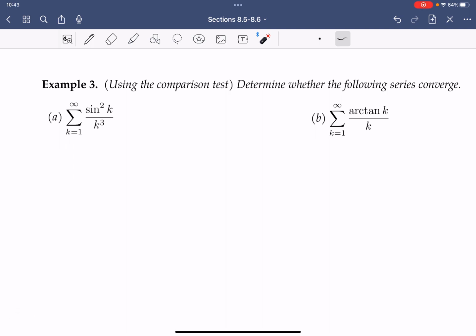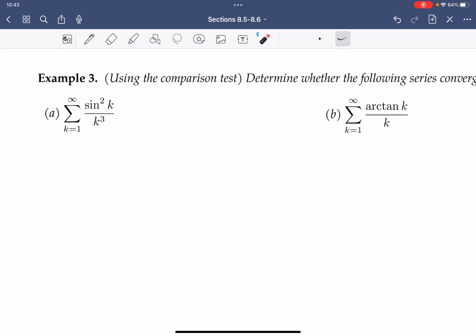So let's start with part A. You have sine square k over k cube, summation k starting from 1 to infinity. How do you use the comparison test here? So you can see that your sine k here, I told you before that sine k is going to be between -1 and 1, right? No matter what the value of k is. So sine is going to be between -1 and 1. This is what we learn all the time.